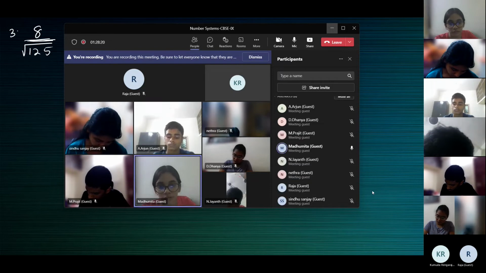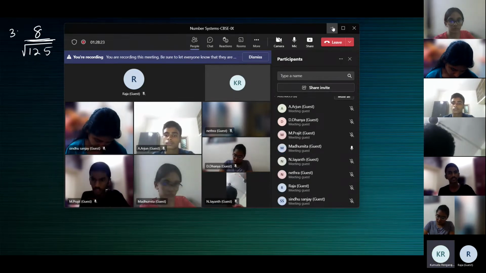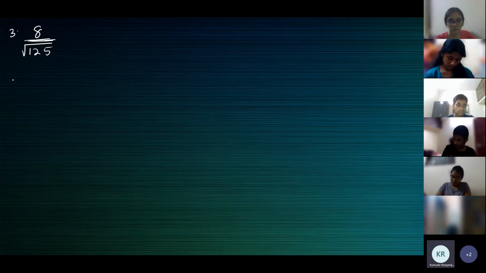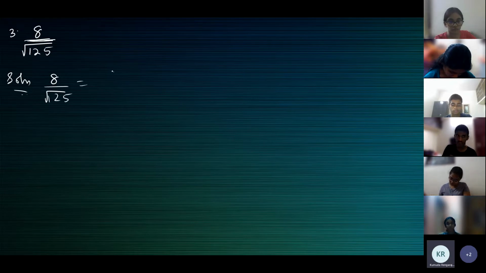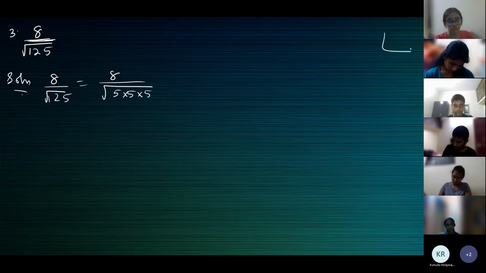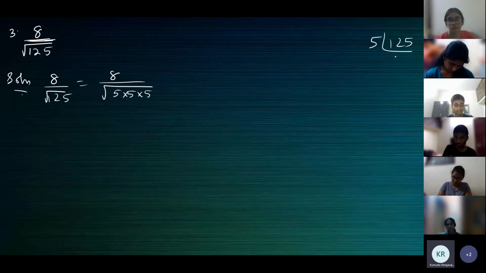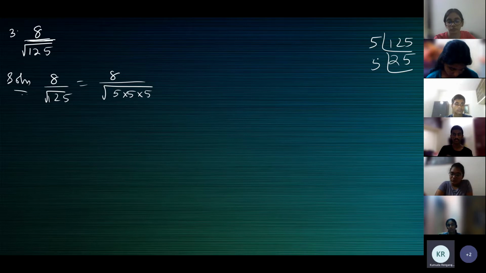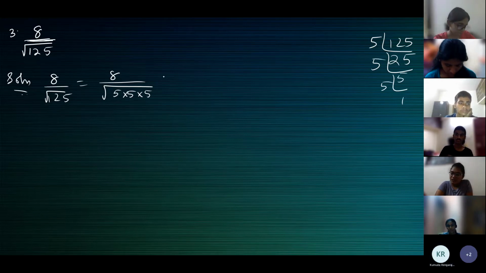Ma'am, I got the answer. How do you express root 125 as a mixed surd? 5 root 5, ma'am. Very good. So 8 by root 125 is equal to 8 by root of 5 into 5 into 5. Correct. Because 125, 5, how many times? 3 times, ma'am. 5 fives are 25.